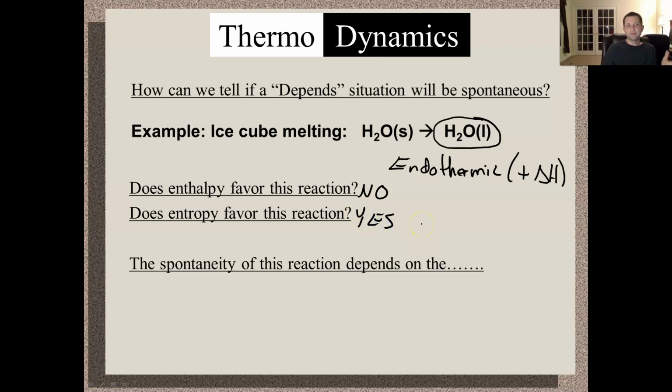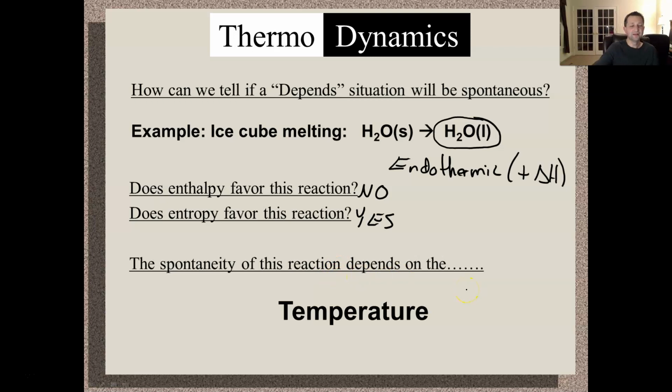So the thermodynamic favorability of enthalpy is not favorable. The thermodynamic favorability of entropy is favorable. So this is one of those depends or maybe situations. The spontaneity or thermodynamic favorability of this reaction depends on what?